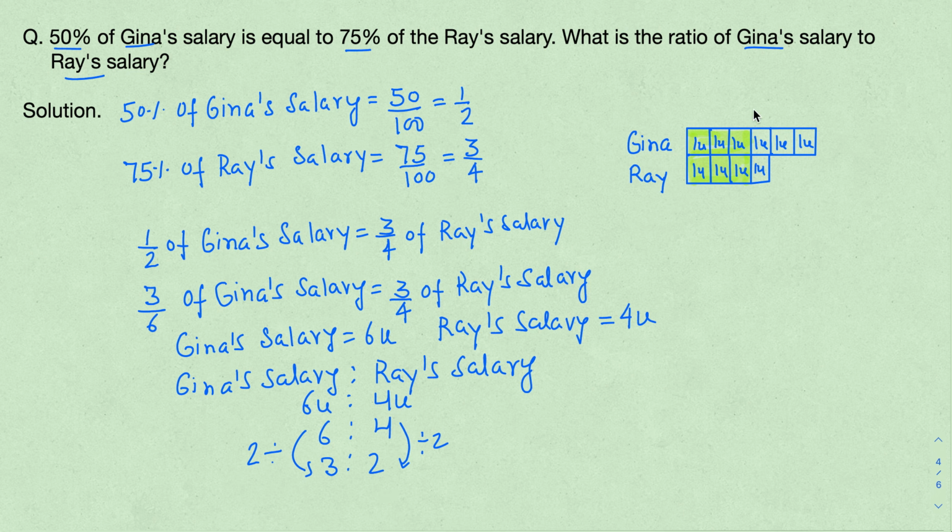So to answer our question, what is the ratio of Gina's salary to Ray's salary? The ratio of Gina's salary to Ray's salary is 3 is to 2. Okay, so that's your final answer. The ratio of Gina's salary to Ray's salary is 3 is to 2. Okay, so that's the solution of this question.